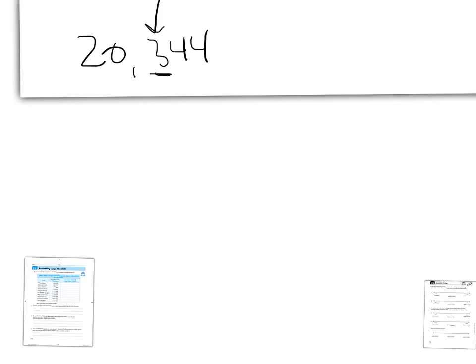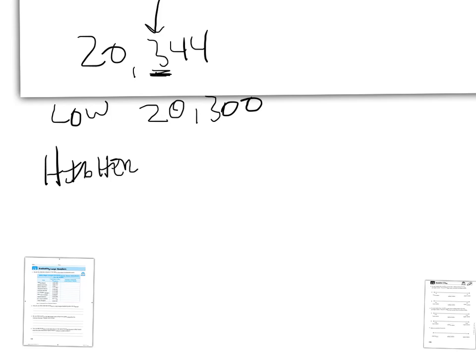Then you need to replace all the digits to the right of this digit with zeros. This would be the lowest number. So knowing that we're rounding here, that's a digit, we are going to say 20,300 would be our lowest. That's our lowest rounding number. And then if I want to get to the higher number, I would take the underlined digit and move it up 1 to 4, and then put zeros after it.